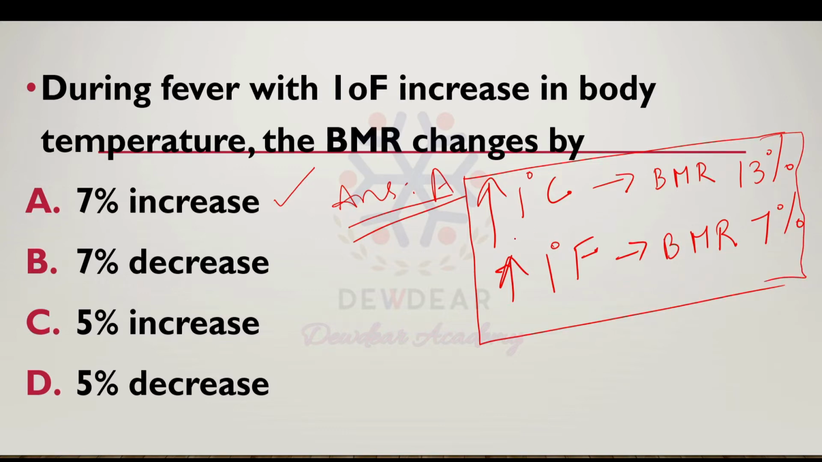For 1 degree Celsius increase in temperature, the BMR increases by 13%. And for 1 degree Fahrenheit increase in temperature, BMR increases by 7%. So here the answer is 7% increase.